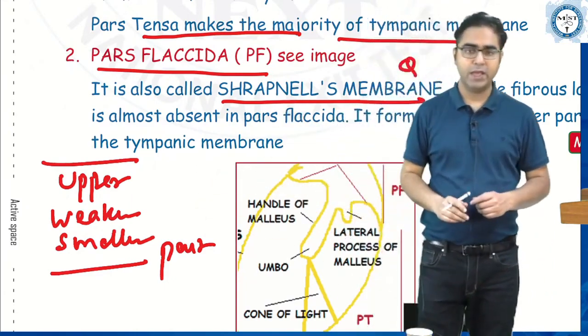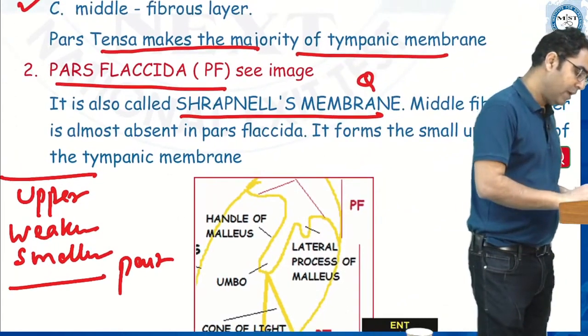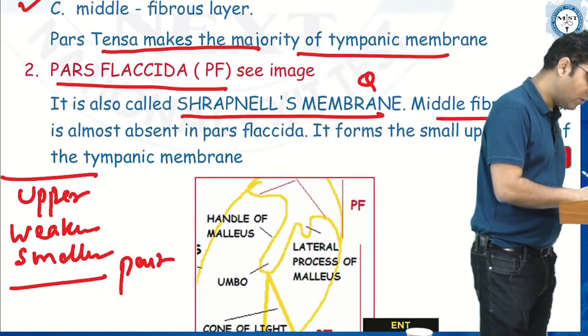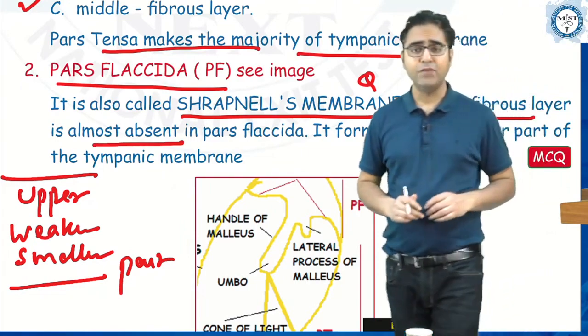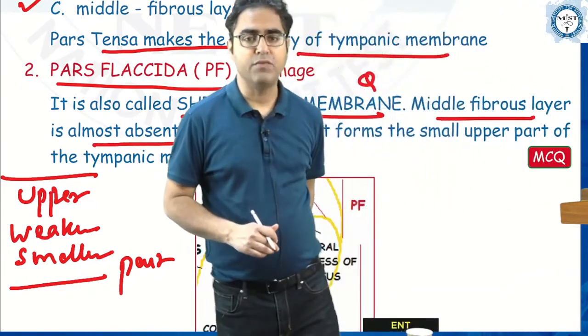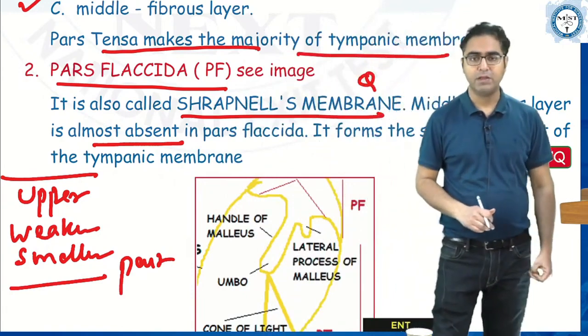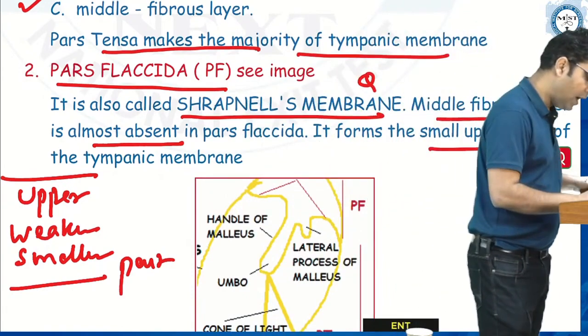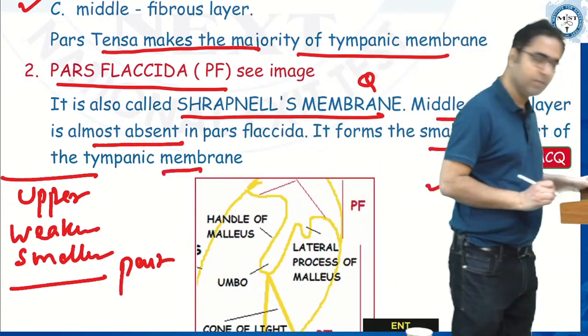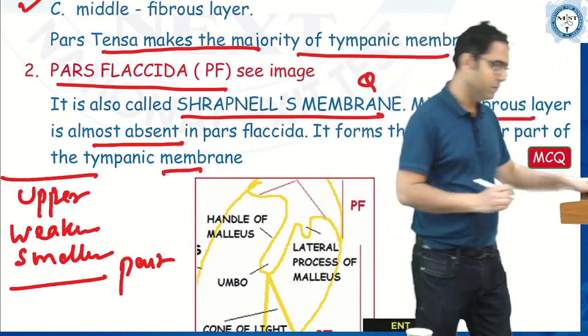Okay, why is it weaker, beta? In this, the middle fibrous layer is almost absent. Unfortunately, this area is weaker, flaccida, because you do not have any middle fibrous layer. It forms a small upper part of the tympanic membrane, beta.